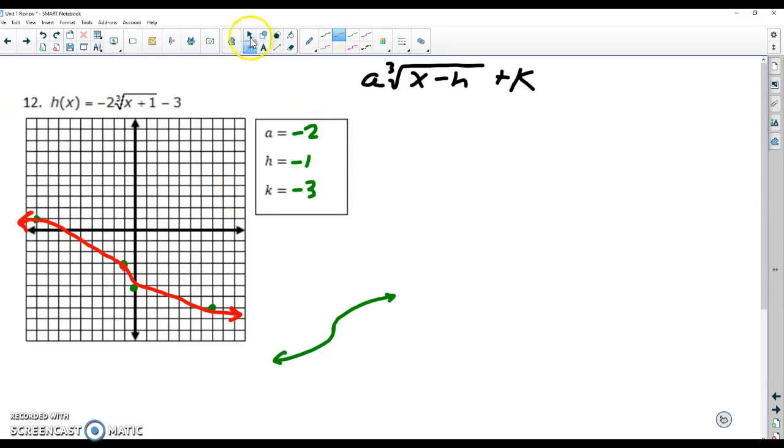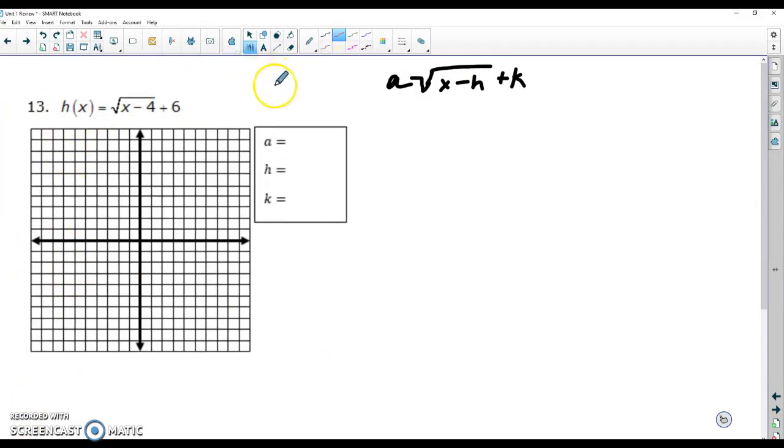Now, you guys probably draw better because I'm using a Moby, so it's a little weird. But that's about it. Okay, number 13. We have to list A, H, and K. We don't need a calculator for that. So A is always in the front, H is on the inside, and K is at the end.